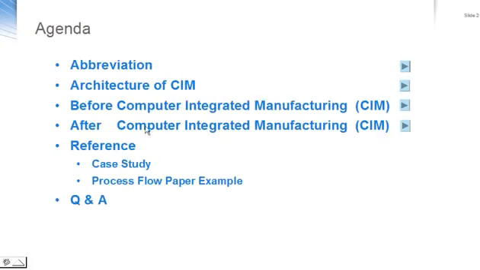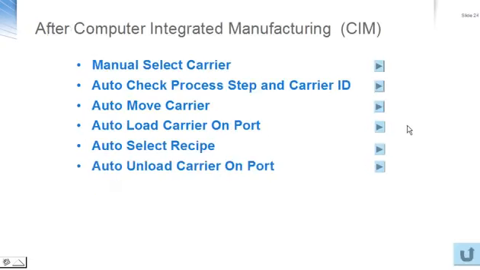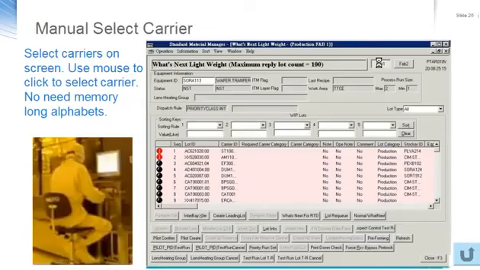And after computer integrated manufacturing, the CIM, we still manually select the carrier, but we select the carrier on the screen and use the mouse to click to select it, with no need to memorize the long alphabets. You can see some alphabets are very long. And this is what we call the client.